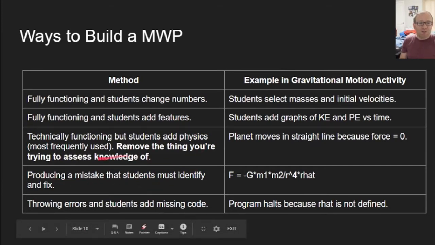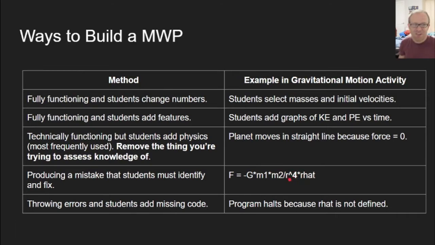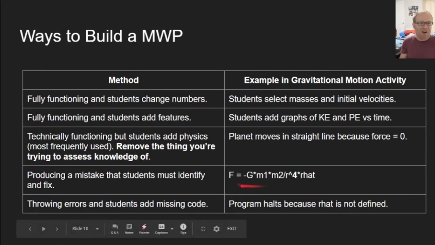Another thing you can do is introduce a mistake into the code. Usually a physics error is what we have in mind here, not a syntax error, that the students have to identify and fix. So this could be something like you give them the gravitational force, but you make it 1 over r to the 4th instead of 1 over r squared. And you have students investigate where the problem is.